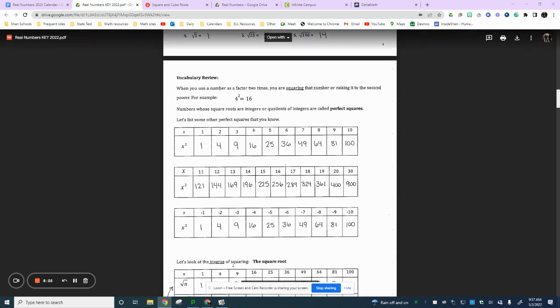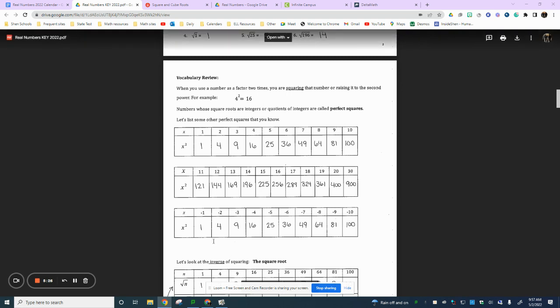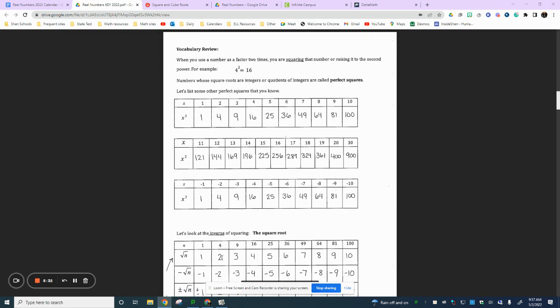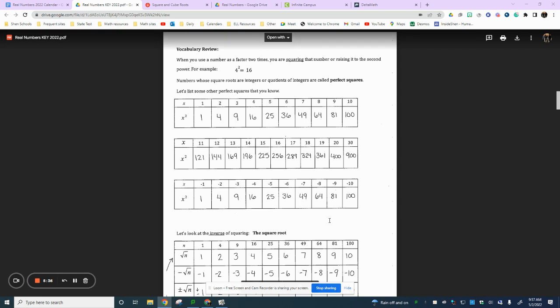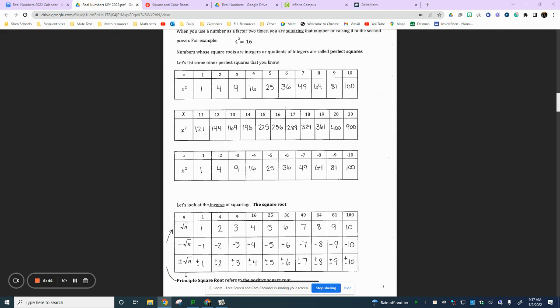Now, the inverse of squaring something is called the square root. So inverse is the opposite, right? So we go back, and the square root of 1 is 1, the square root of 4 is 2, and so forth. So again, to do this in our calculator, the inverse is hitting the second key and then the x squared key. Now you'll notice that there's 3 different listings here.